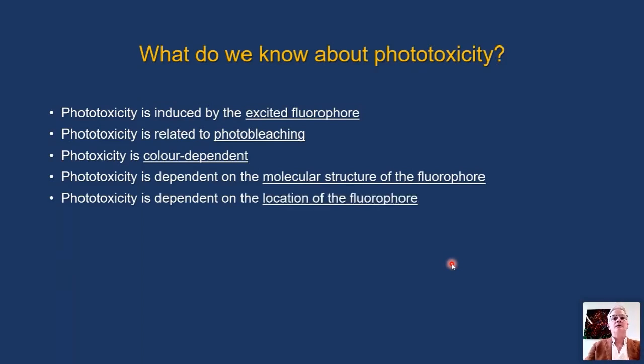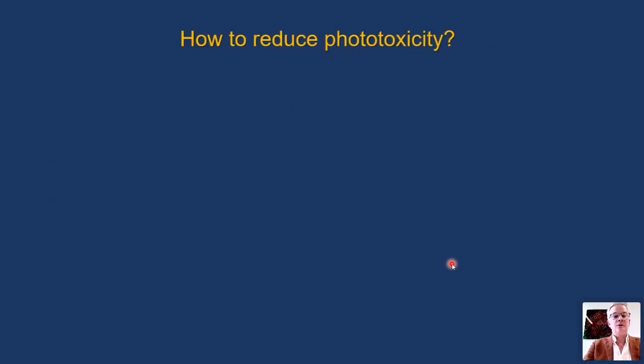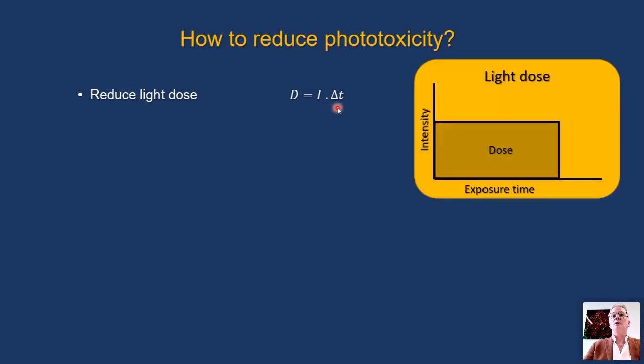And the last thing here is also, of course, the location of the fluorophore inside the cell. If it is very close to DNA, it's much more toxic than if the fluorophore is somewhere in the cytoplasm. So now the question is, how can we reduce phototoxicity? First of all, we want to reduce the light dose. And light dose is the product of multiplication of intensity and exposure time. So if I have here the intensity and the exposure time, and I expose for a certain time with an intensity, that's the light dose, this surface here.